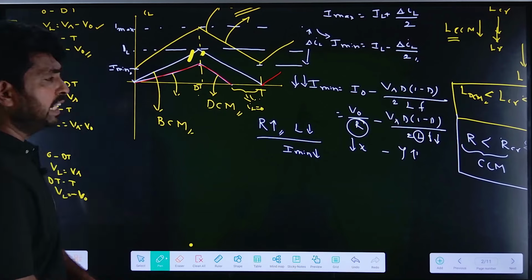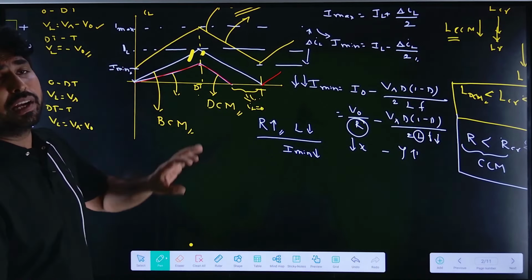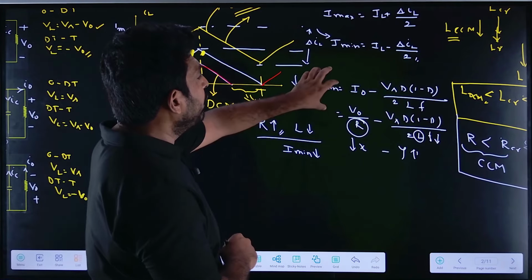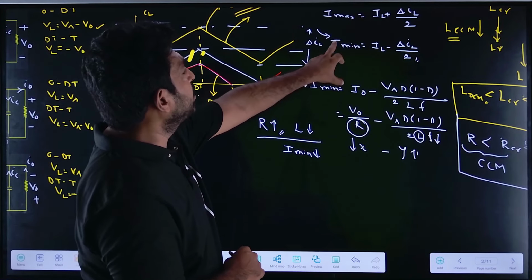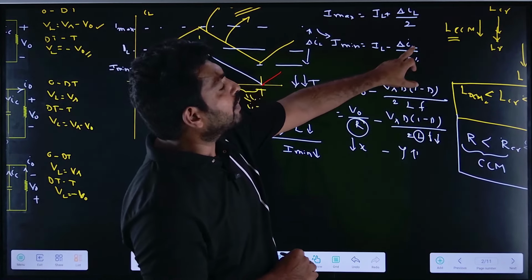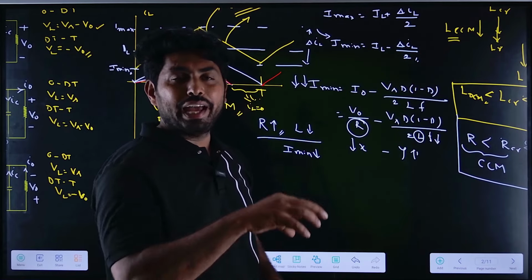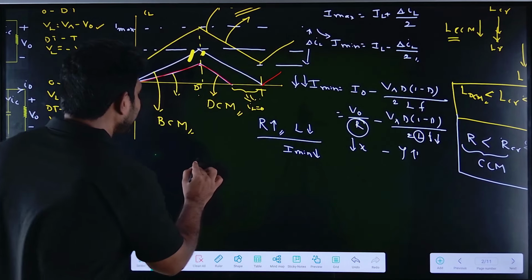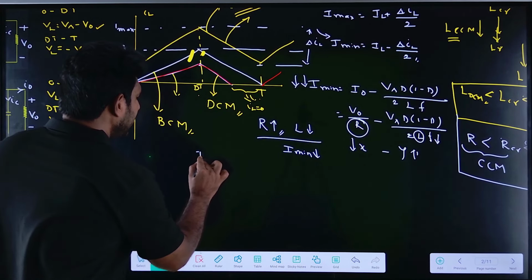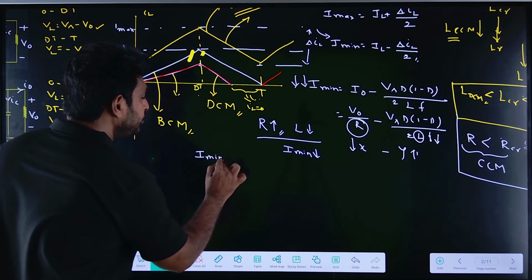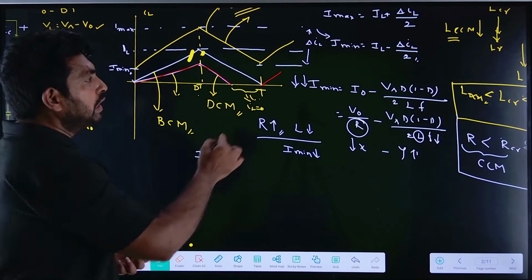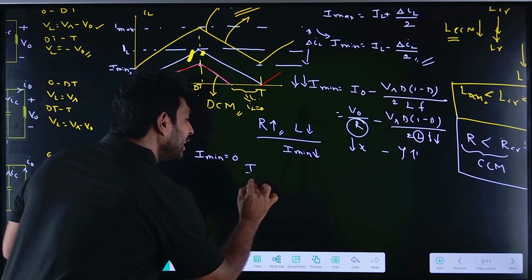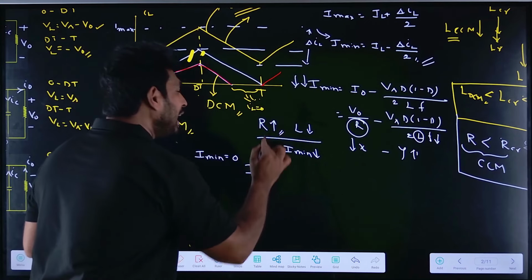What is the condition here? The I minimum should be equal to 0. So when I minimum is 0, IL is equal to delta IL by 2. So here the condition will be like this: if I minimum is 0, then in this expression, IL, the average value of inductor current, is equal to delta IL by 2.